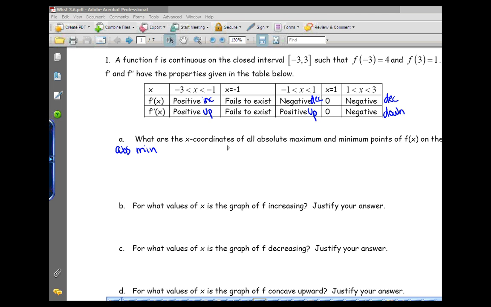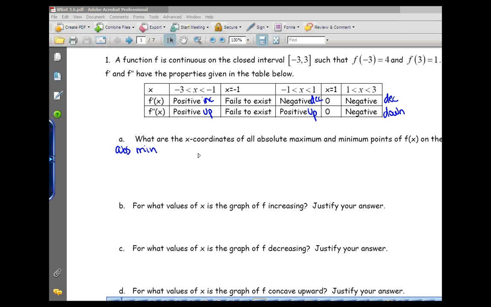What if I was just looking at the f prime row? What would I be looking for with f prime to find a minimum of f? Right, f prime is changing from negative to positive. Is there a point where f prime is changing from negative to positive? No. All right. So I don't have a relative minimum, so my absolute minimum would have to be at an endpoint. And for absolute extrema, I'm just comparing the y values of the endpoints and the critical points.